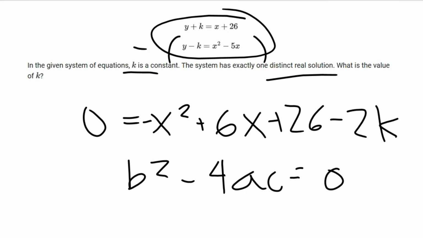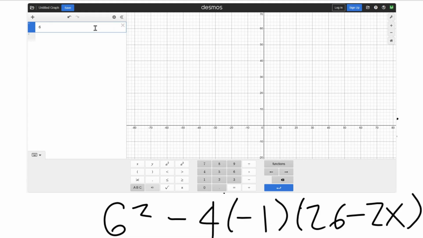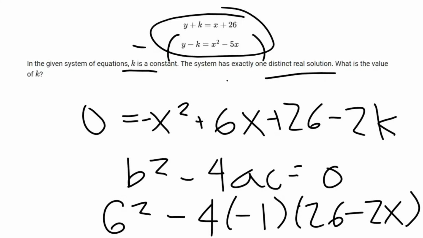So let's go ahead and plug those pieces in again. Got 6 squared minus 4 times negative 1 times 26 minus 2k, whatever you want to put in there. Let's go ahead and plug that into Desmos now. So we've got 6 squared minus 4 times negative 1 times 26 minus 2k. Got 17.5. So that means 17.5 is going to be our answer.